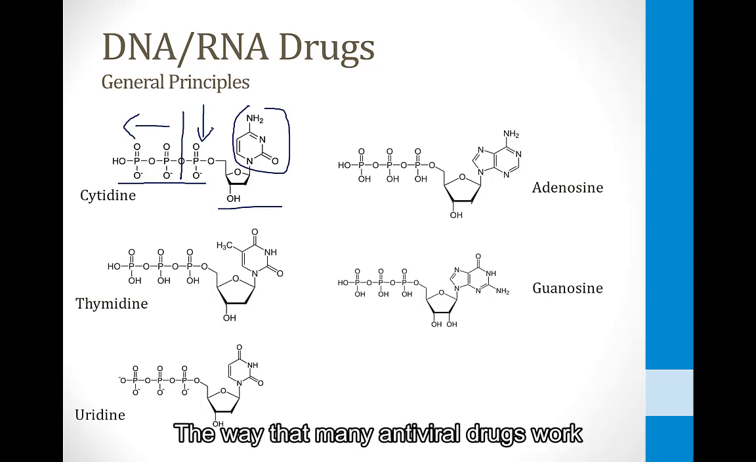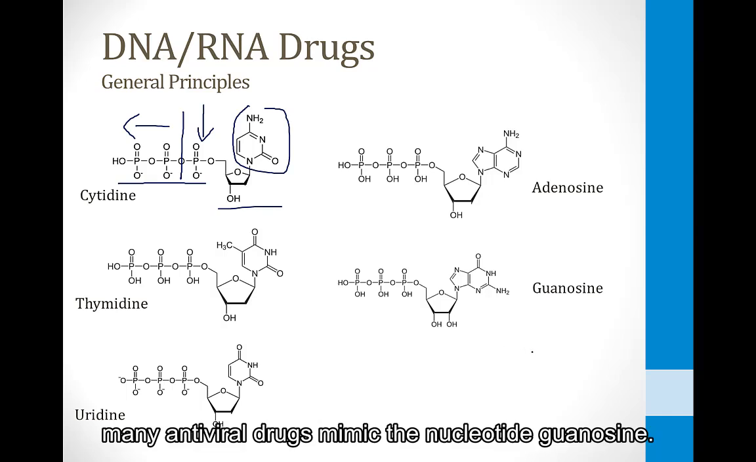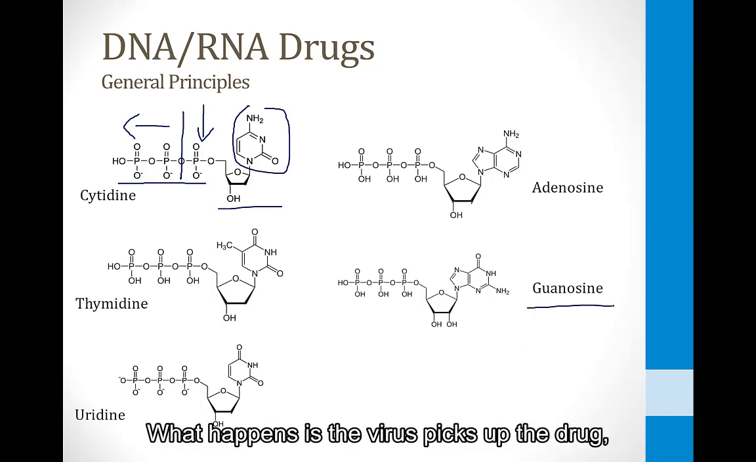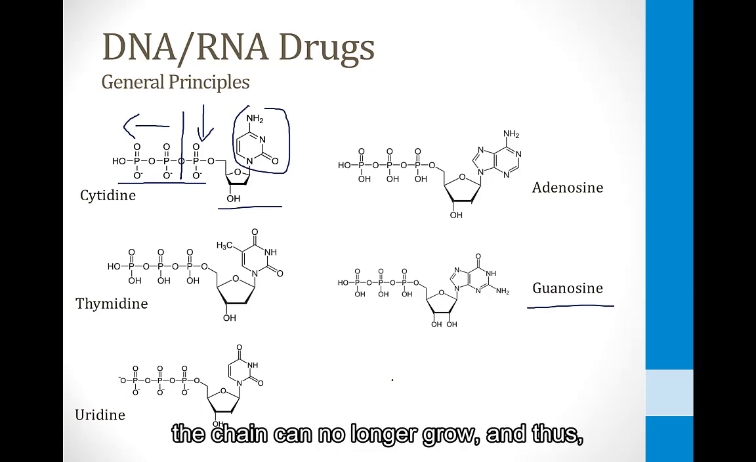The way that many antiviral drugs work is they mimic the structure of one of the nucleotides shown on the screen here. For example, many antiviral drugs mimic the nucleotide guanosine. What happens is the virus picks up the drug thinking that it is guanosine, but instead it's a drug. It then incorporates the drug into a growing strand of DNA or RNA, and once the drug is incorporated, the chain can no longer grow, and thus we say that the chain has terminated.